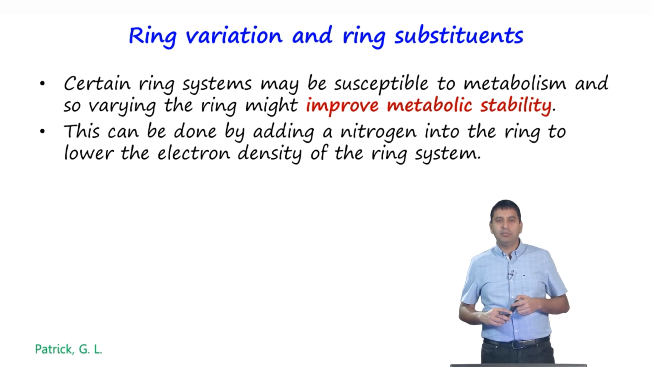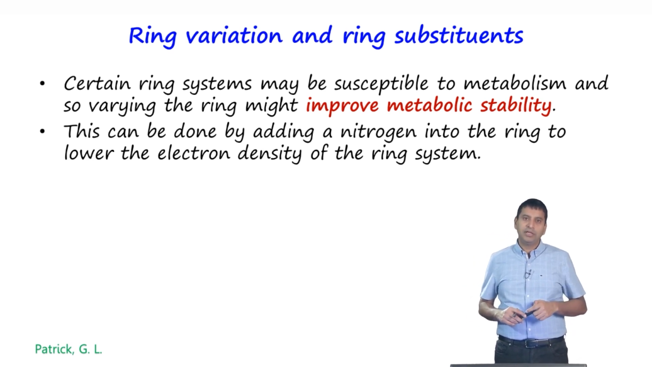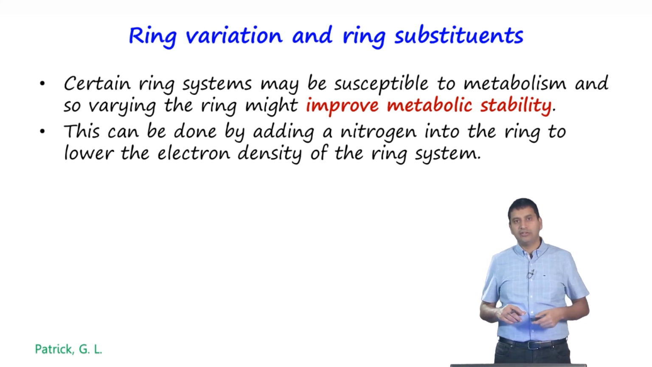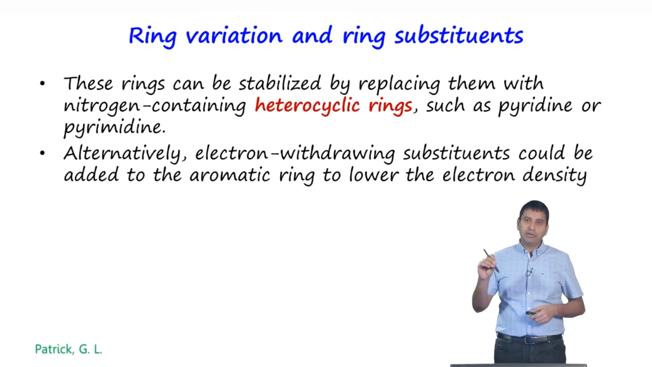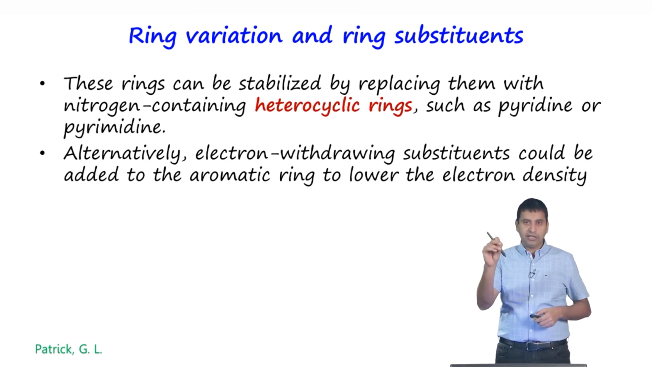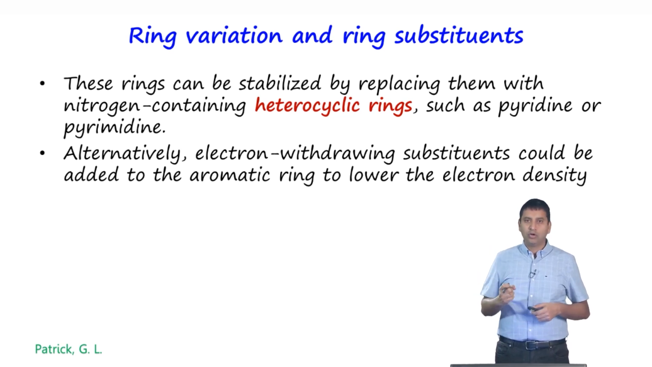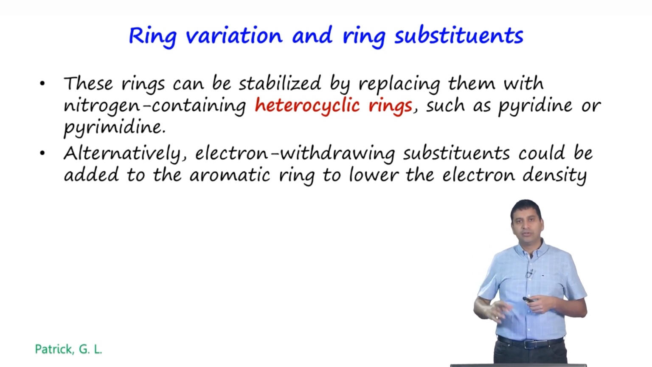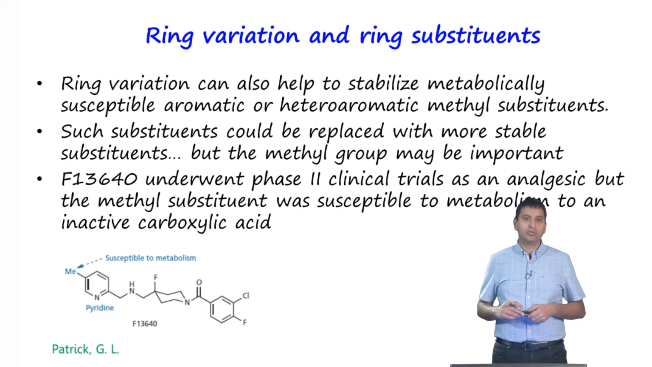Certain ring systems may be susceptible to metabolism, and so varying the ring might improve the metabolic stability. This can be done by adding a nitrogen into the ring to lower the electron density of the ring system. Electron rich aromatic rings such as phenyl groups are particularly prone to oxidative metabolism. These rings can be stabilized by replacing them with nitrogen containing heterocyclic rings such as pyridine or pyrimidine. Alternatively, you can also have electron withdrawing groups such as cyano or nitro, which can reduce the electron density on the aromatic ring. Ring variation can also help stabilize metabolically susceptible aromatic or heteroaromatic methyl groups.